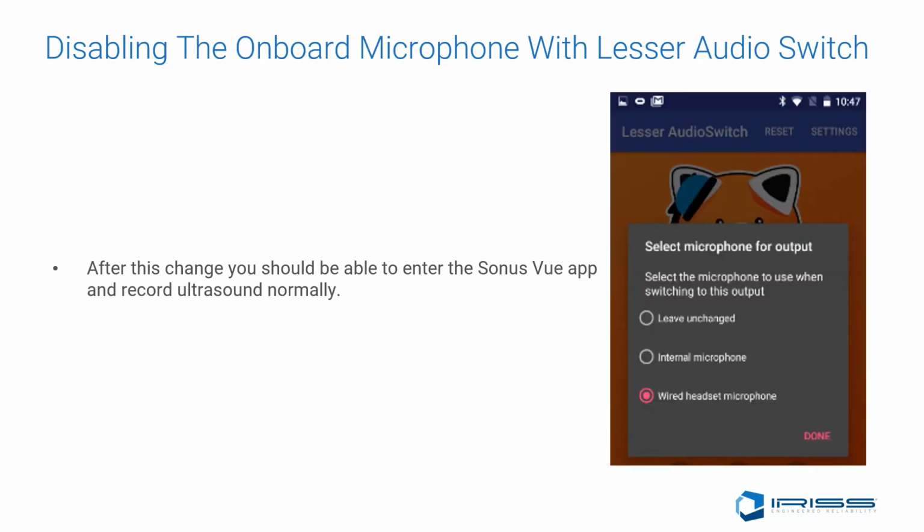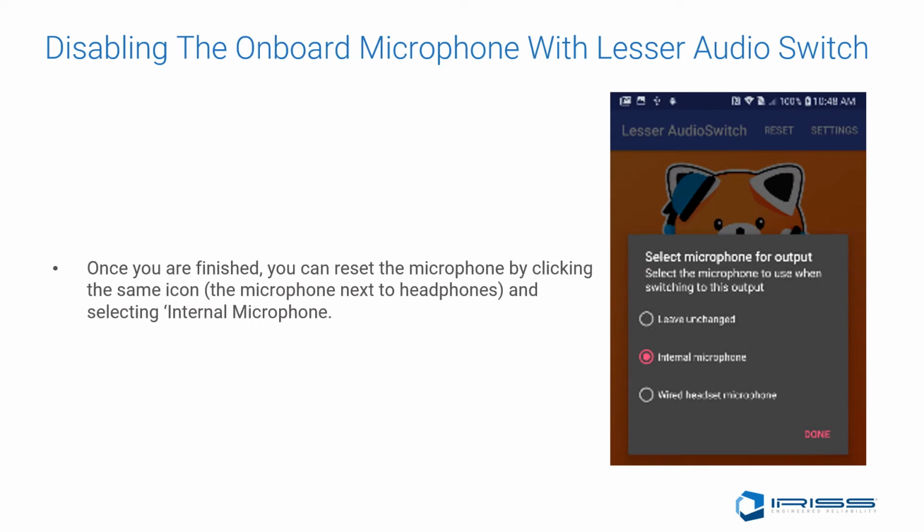After this change, you should be able to enter into the Sonus Vue app and record ultrasound normally with your phone or tablet. Once you are finished, you can reset the microphone by clicking the same icon, the microphone next to the headphones, and select Internal Microphone. This will reset your phone or tablet.